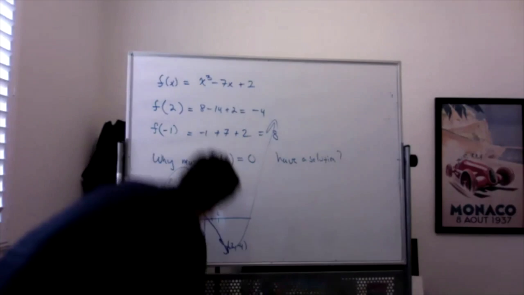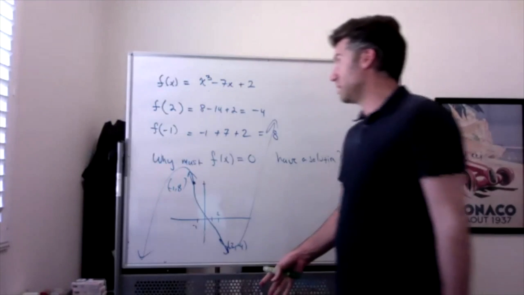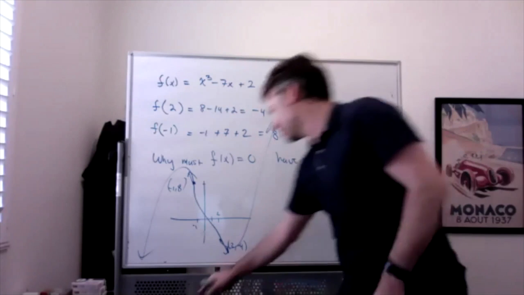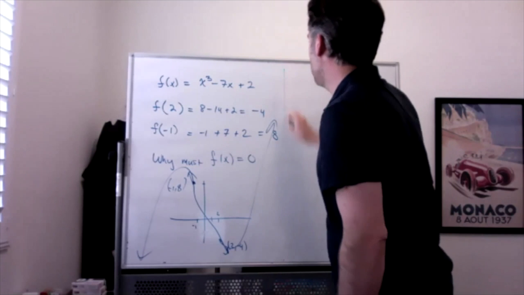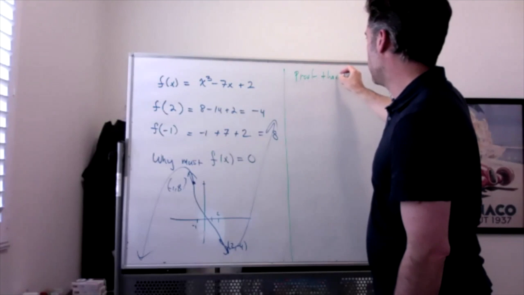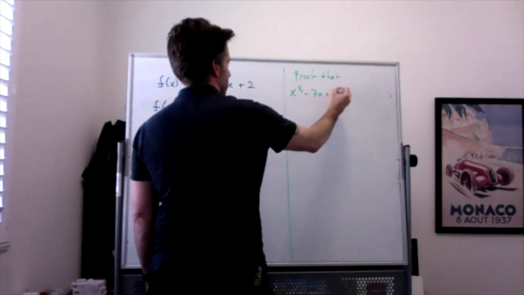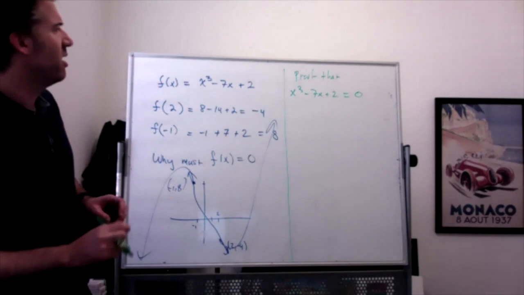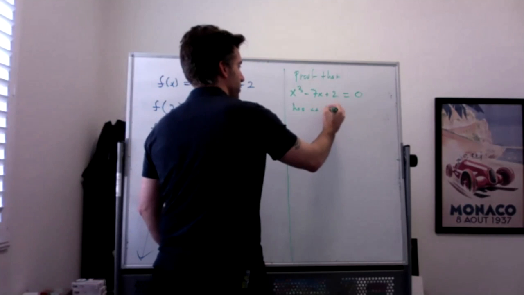So let me show you how you would actually prove that this function has a solution. Here is how you would write up a proof that the equation x cubed minus 7x plus 2 equals 0 has at least one solution.